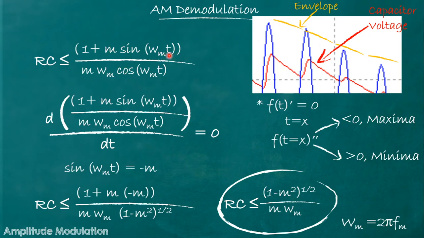So let us put sin ωm t equal to minus m in this function. This term becomes 1 plus m times minus m, because sin ωm t equals minus m, divided by m ωm as it is, and cos can be replaced by the square root of 1 minus sin squared, and sin is minus m. So cos will be replaced by (1 minus m squared) to the power 1 by 2. Now this is 1 minus m squared divided by the square root of 1 minus m squared. So what is left is the square root of 1 minus m squared divided by m ωm. So your RC must be less than this, where ωm is nothing but 2π fm.